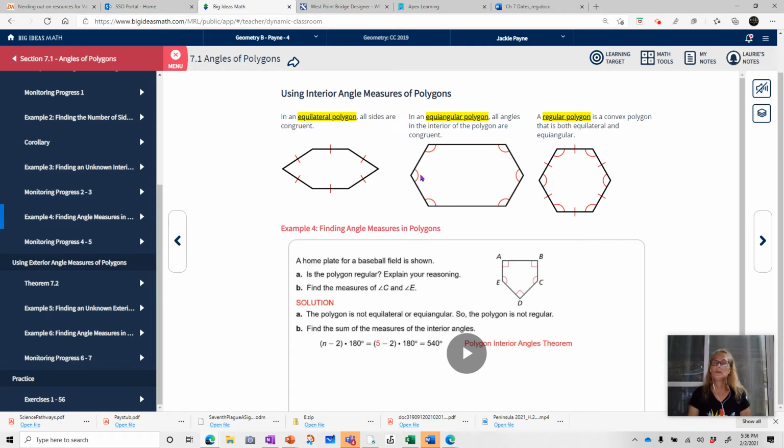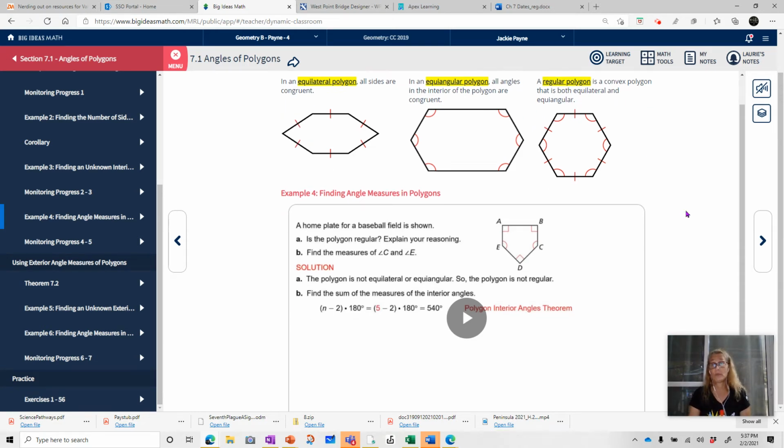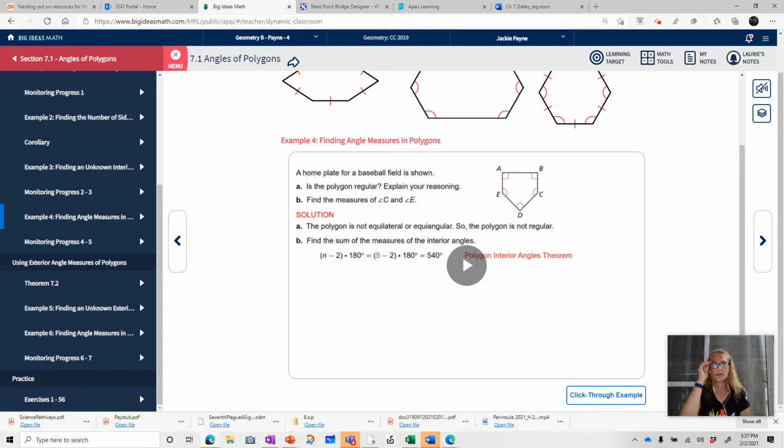However, if we want both equilateral and equiangular, we use the word regular. Okay, so regular polygon. It could be a triangle, a square, a hexagon, any type of polygon with both congruent sides and congruent angles is a convex polygon that is both equilateral and equiangular. That one word, regular, means both. So it's really important that you remember that because it's something that you would normally not think about. So this is a specialized vocabulary in geometry.